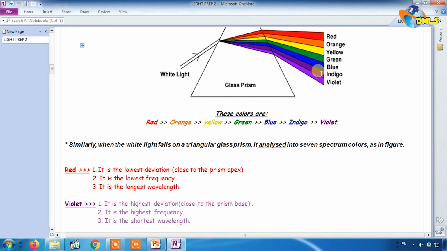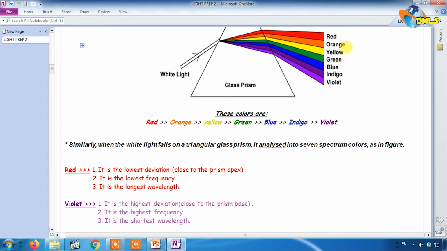Then it is the longest. It has long wavelengths. Then violet. The first one is red, the second one is violet. Violet has the highest deviation. Because it is close to the prism base. It has a high frequency. It has short wavelengths. So what is the lowest deviation from these 7 colors? It is red. What is the shortest wavelength from these 7 colors? The shortest wavelength is violet.